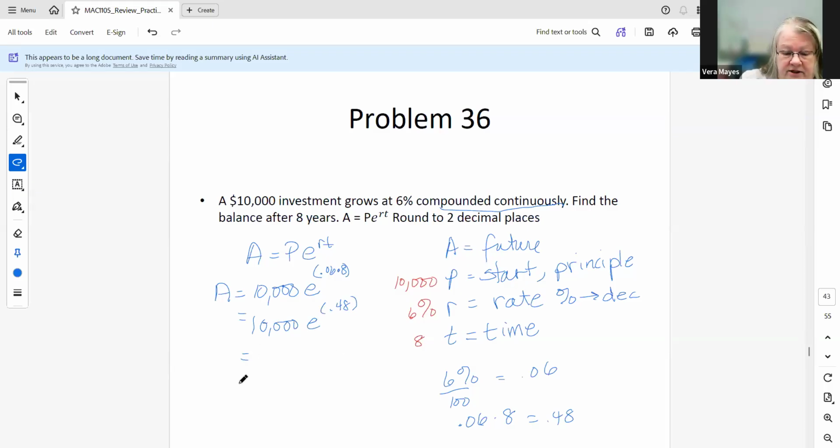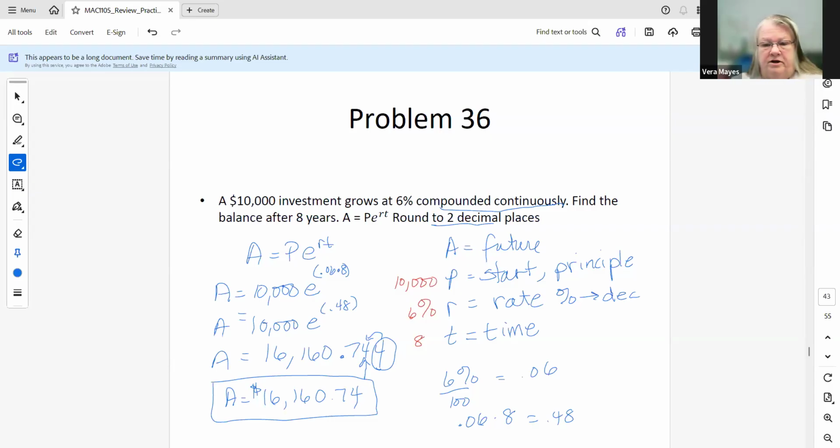All right, now I'm ready to put this into my calculator. So 10,000, using my e to the x button and putting in the 0.48 as an exponent, I get that this money will have grown in the future to 16,160.744. Okay, it's money. They want me to round to 2 decimal places. So I'm looking at this 4. The 4 is not big enough to make this one round. So my final answer is this. And because it's money, I'm going to go ahead and do that.